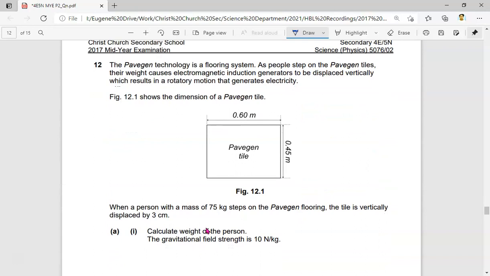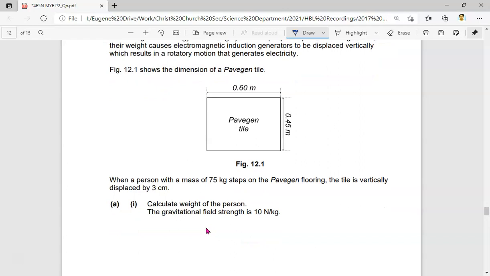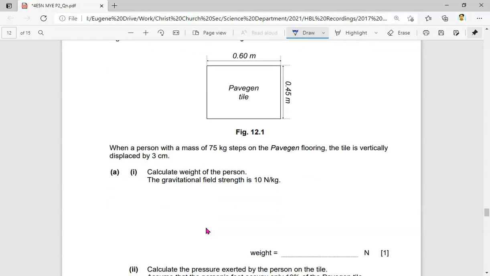The Pavegen technology is a flooring system. As people step on the tile, their weight causes electromagnetic induction generators to be displaced vertically, which results in a motion that generates electricity. It sounds very fancy here, but in general, the idea is that when people step on it, you generate electricity. So step on it, you generate electricity. That's the key idea. Now, this shows the dimension of a Pavegen tile. So Pavegen is a tile that is 0.60 meters by 0.45 meters. They say when a person with a mass of 75 kg steps on the Pavegen flooring, the tile is vertically displaced by 3 cm.